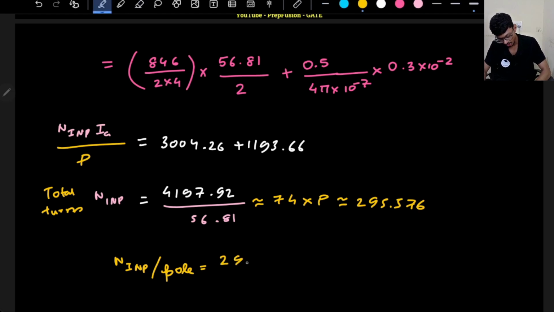This total number of turns, because this is the total number of turns that I have calculated, divided by the number of poles, so that is 4. So roughly it will come out to be 74. So 74 will be the answer.